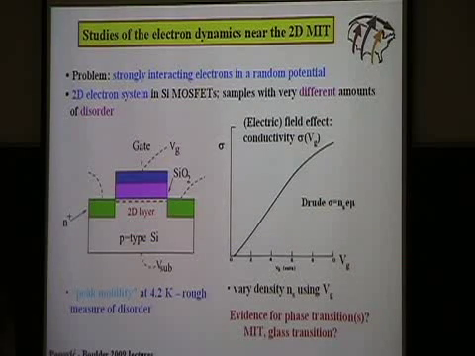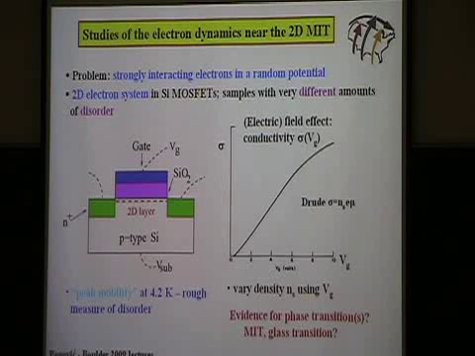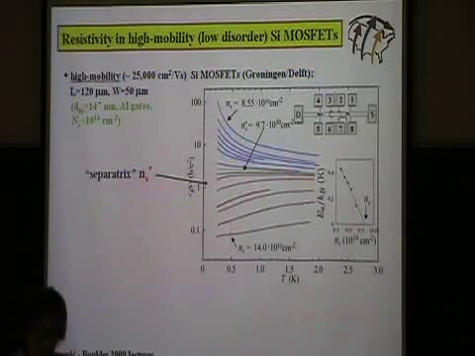and the goal was to probe the dynamics and see whether we can find some evidence for the metal-insulator transition in this way, because as I said yesterday, even the existence of a metal-insulator transition in 2D was controversial and unresolved, and also to see whether maybe there is also a glass transition.